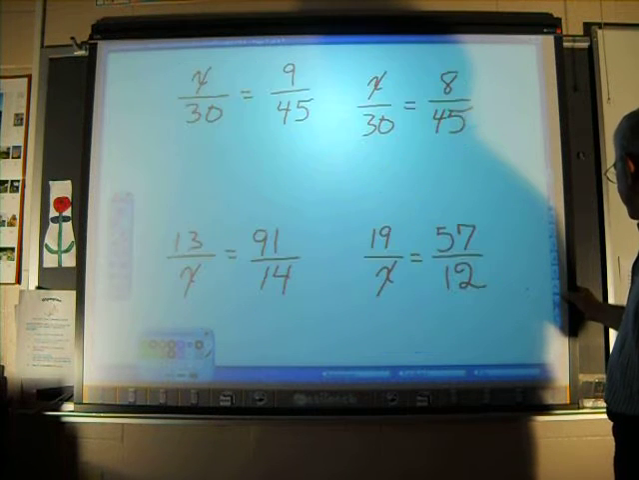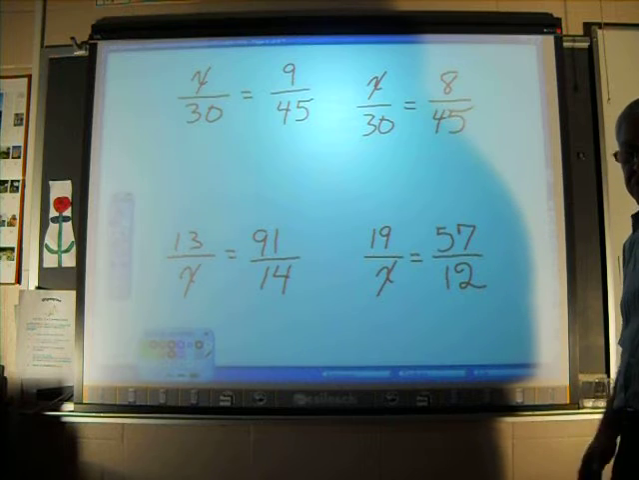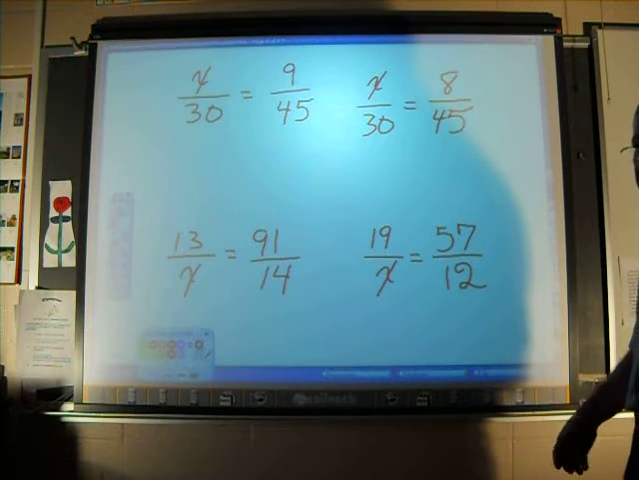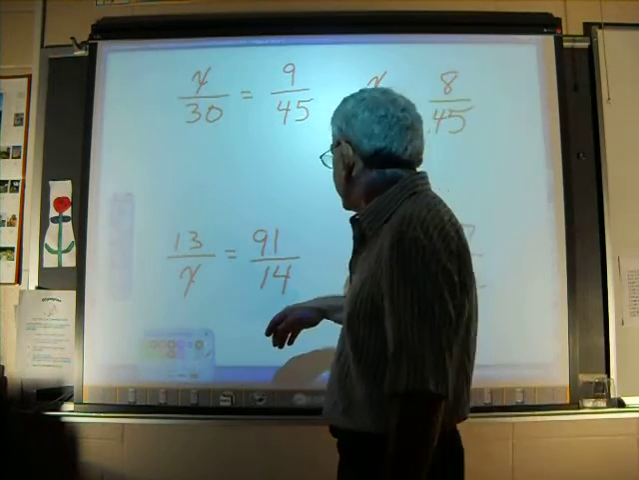Then, let's see if we have one more. Now, lastly, we'll do a couple more examples that look very complicated, but they're not.